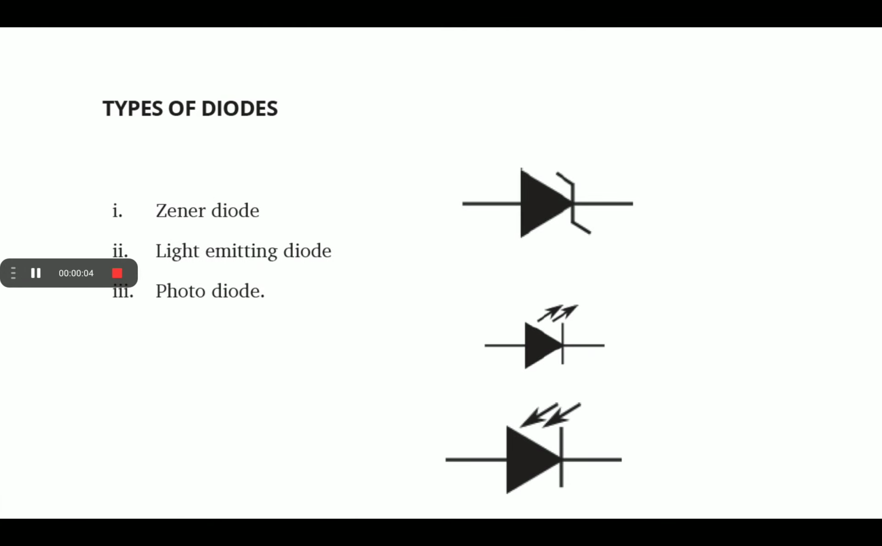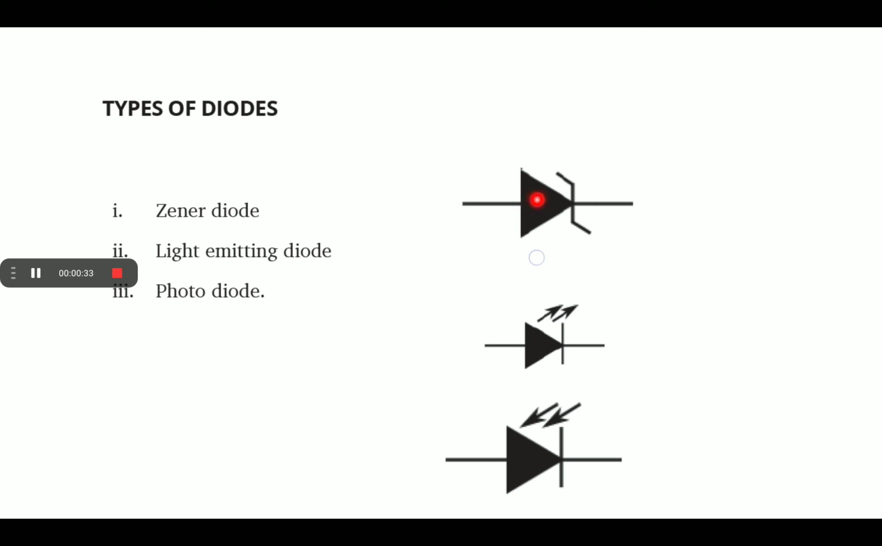So we have studied about semiconductor diodes. There are different types of diodes manufactured for specific applications. We know that the semiconductor is constructed using silicon or germanium, but there are some other types of diodes. Some of the common special purpose diodes are Zener diode, light emitting diode, and photodiode.